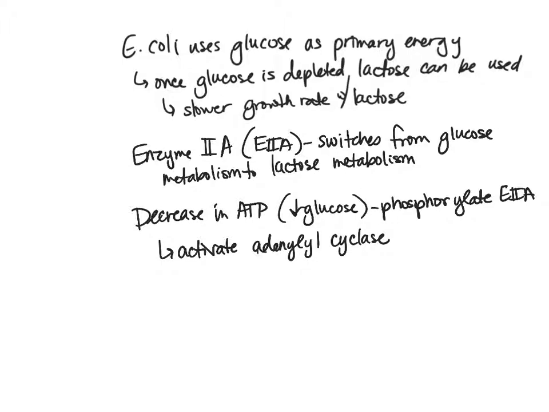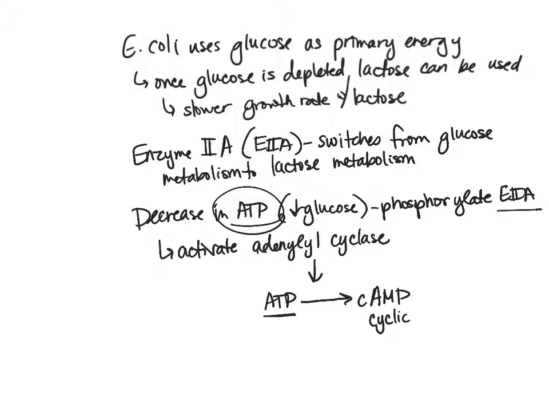So Adenylyl Cyclase. This is an enzyme. When that phosphate group is attached to the E2A, then that's going to activate or turn on Adenylyl Cyclase. When Adenylyl Cyclase is turned on, it's going to convert the remaining ATP in the cell into cAMP. So Adenylyl Cyclase is going to take the ATP that's left, right, because there's a decrease in ATP, but there's still ATP around. So it's going to utilize any ATP that's still around. The Adenylyl Cyclase is then going to convert that into cAMP, which stands for cyclic AMP.